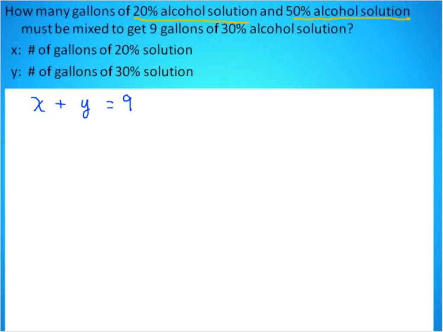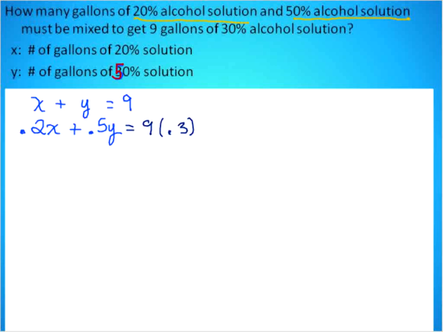So our second equation comes from the comparison of the alcohol solutions. So 0.2x, because we need to change it to a decimal, plus 0.5y. We want the y gallons to be 50%. And you know what? I put 30 here before. Sorry about that. It should have been a 50. And then we know that that has to equal 9 gallons of 30% solution. So it's 9 times 0.3 because of the 9 gallons, we want 30% of that to be alcohol.